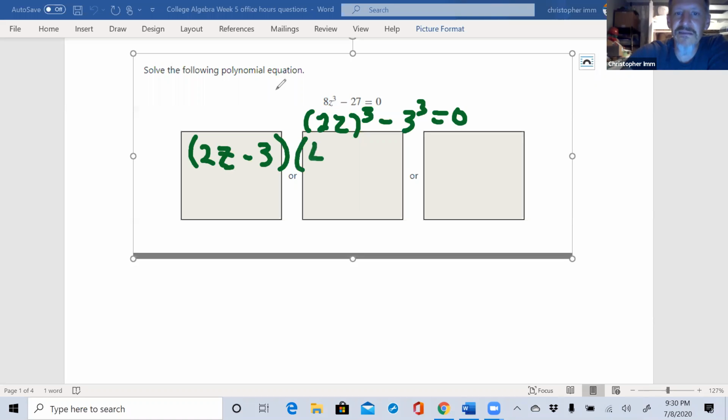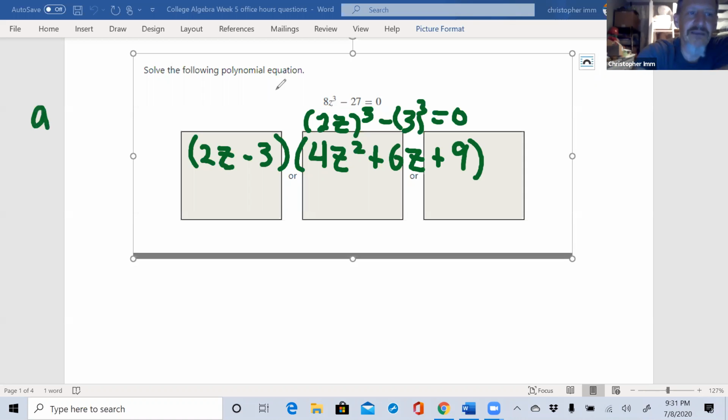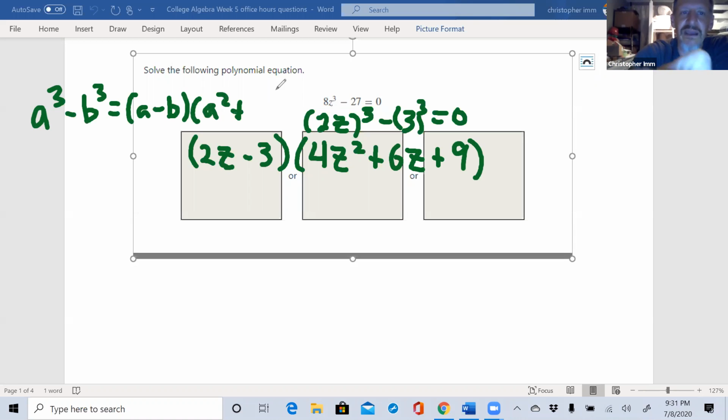and then you do the 2z squared plus 2z times 3, that's a 6z, plus 3 squared, which is 9. So really, this is just a special formula you would have to memorize. If you have something cubed minus something else cubed, then it factors out into a minus b times a squared plus ab plus b squared.